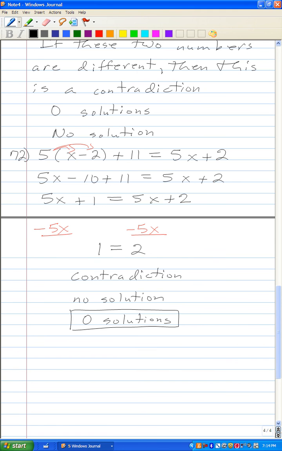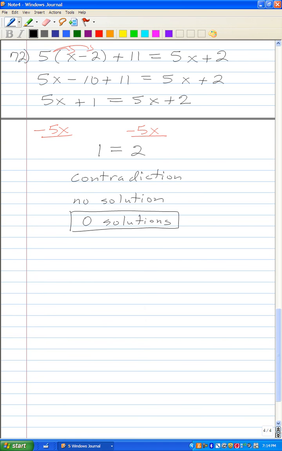Let me do problem number 67. 5 times the quantity x plus 1 minus x equals 4x plus 5. Again, let's use the distributive property. So let me multiply 5 inside the parentheses. So 5 times x is 5x. 5 times 1 is 5. Minus x equals 4x plus 5.